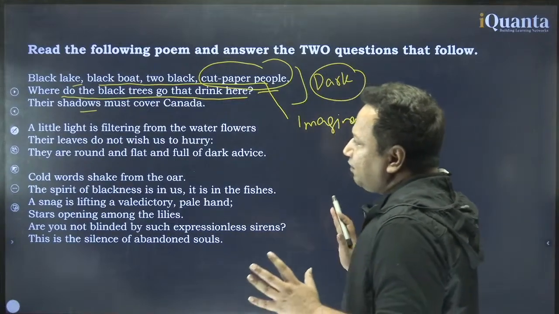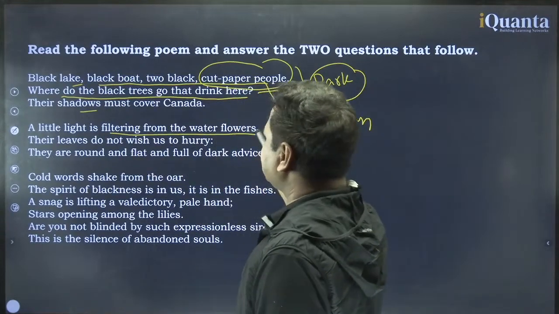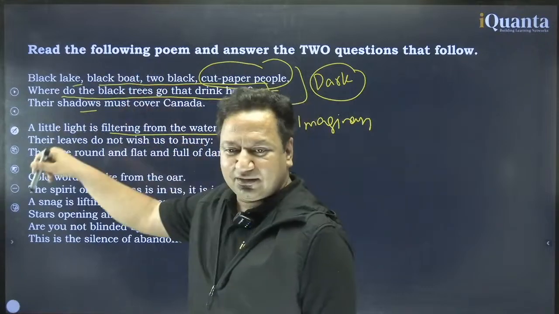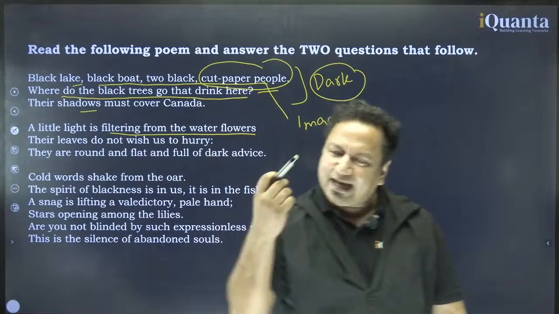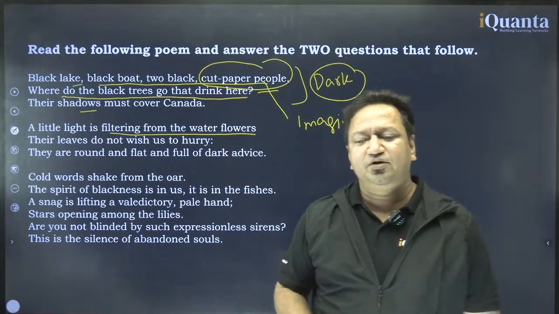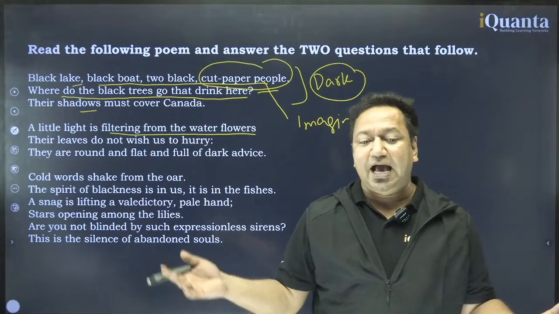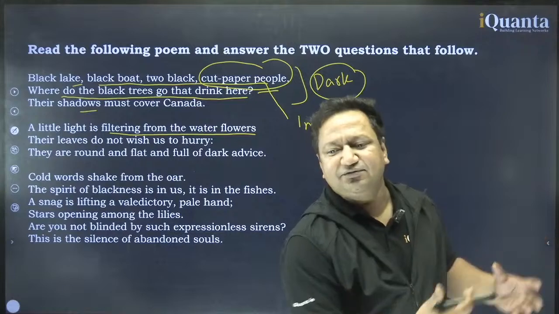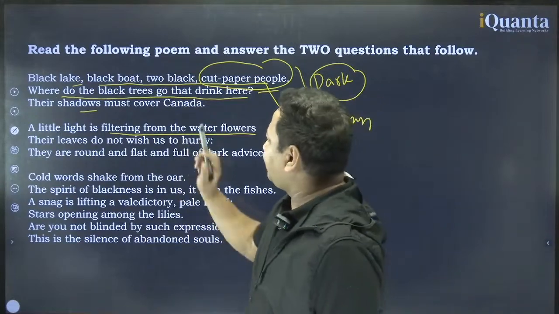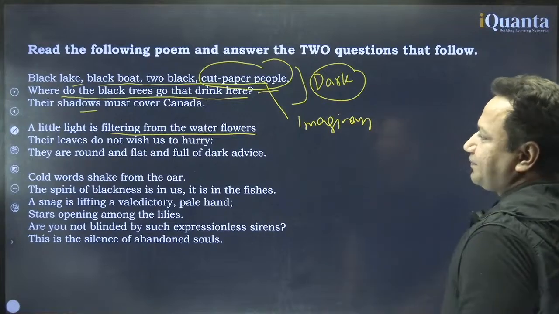Okay. A little light is filtering from the water flowers. So in all of this black, some light is there. In fact, some light has to be there. Otherwise, you won't be able to realize what is black, isn't it? How do you see black? What is black? Absence of light. And how do you find the absence of light? Because there are certain lights which are present, which are coming in through the waves. The leaves not wish us to hurry.